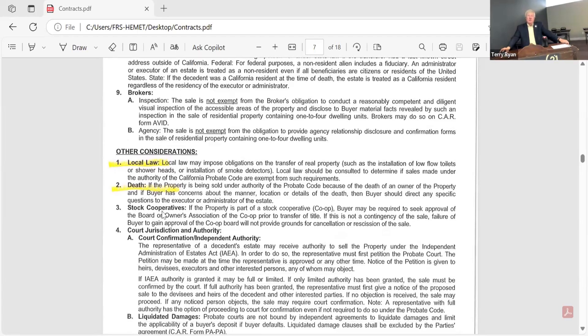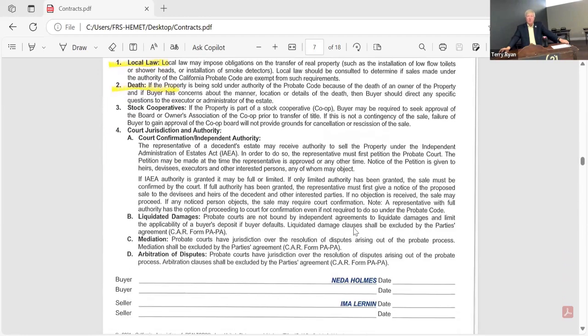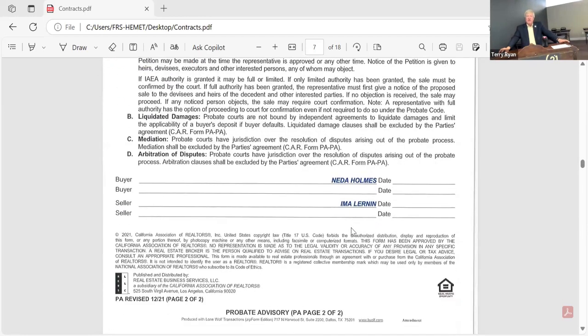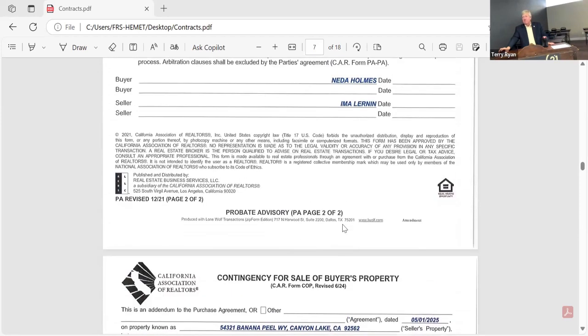All right. Here's where I mentioned if there's a death in the property, most people know that one way or the other. And so that is our probate part of things. Any questions on the probate or anything we've covered so far?